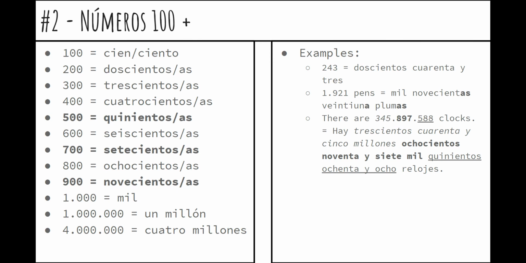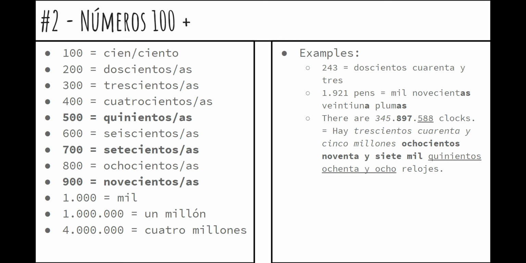trescientos cuarenta y cinco millones ochocientos noventa y siete mil quinientos ochenta y ocho relojes. One thing that I always find helpful is just remembering that every time there's, well, in English would be a comma, in Spanish a dot, you have like a counting word, like a 1,000 or a million or something like that. So this dot here after 345 is representative of millions, so that matches up with millones in the written out, and same the second one after 897 lines up with 1,000, so that's where that matches up with mil in the written out.